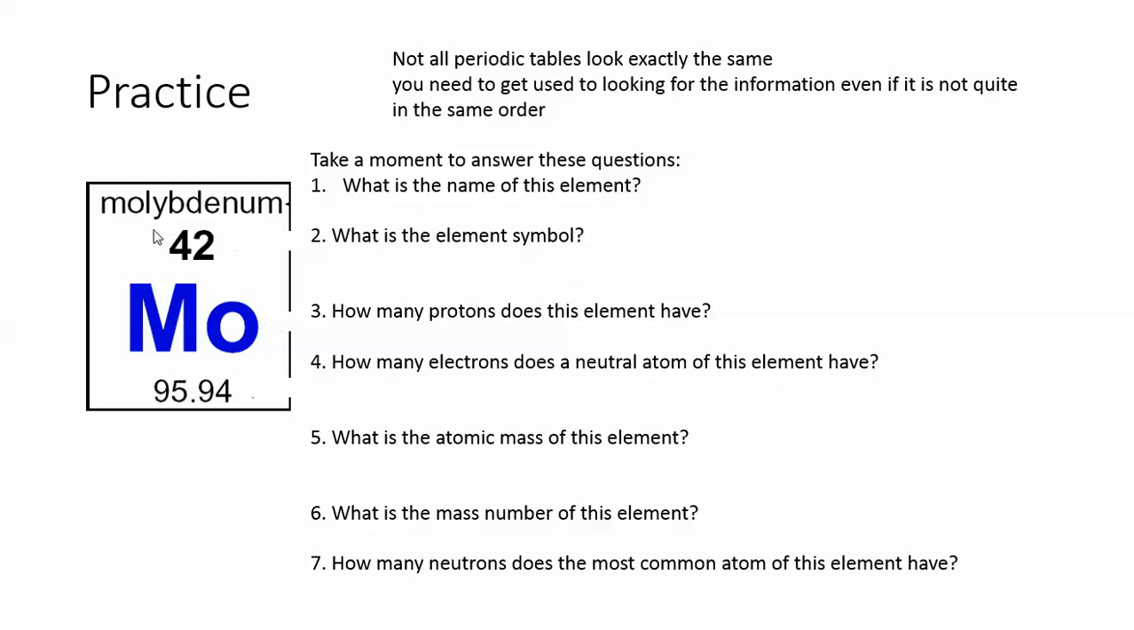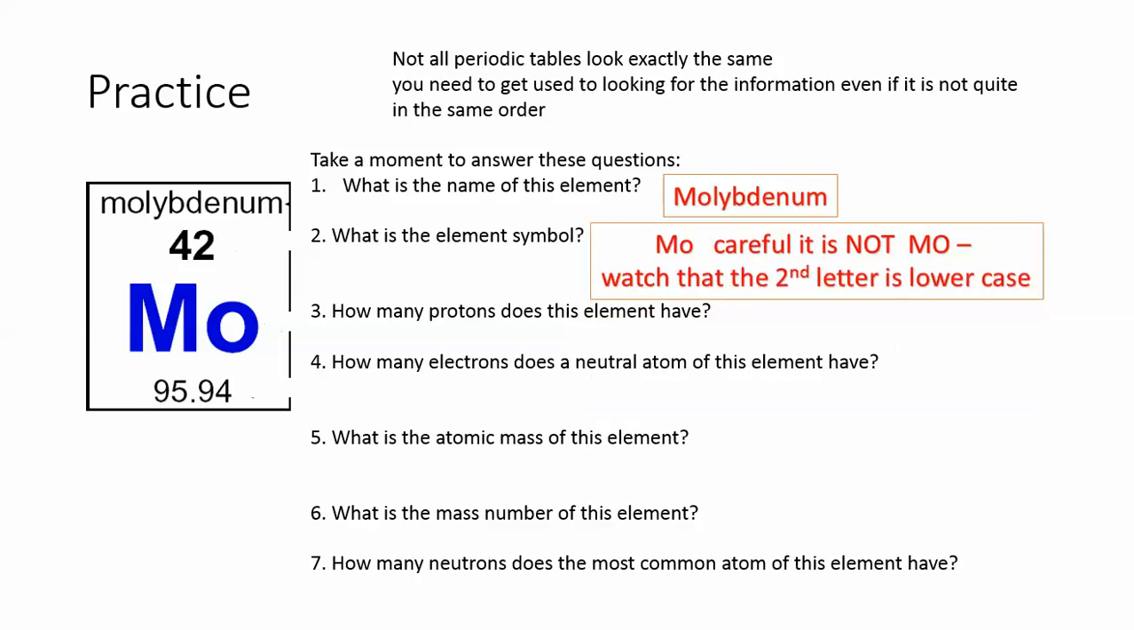What is the name of this element? Well, the name is right up here. It is molybdenum. That is the element's name. What is the element symbol? Well, it's right here. And please make sure that you write it exactly as you see it. It is uppercase M with a lowercase o. Please be careful. It is not capital M, capital O. That second letter has to be lowercase.